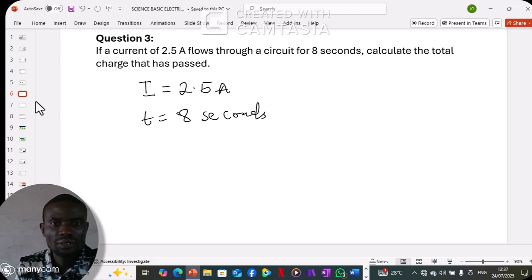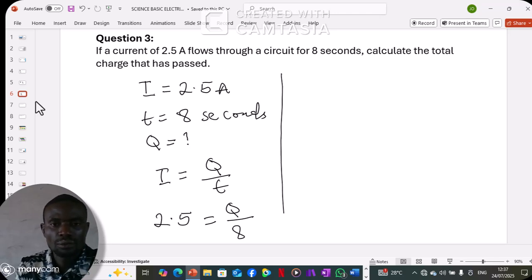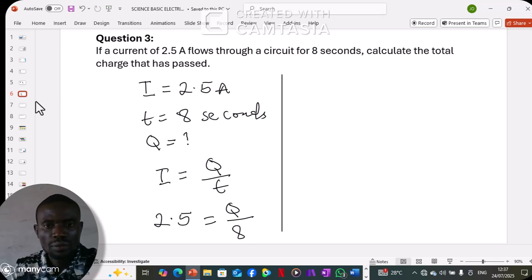8 seconds. Then the quantity of charge, we don't know. So that is what we are calculating. Now write the formula. I equals Q over T. So 2.5 is I, equals Q, we don't know Q, over 8. Then, you see, from this, when you cross multiply, this is 2.5 over 1.